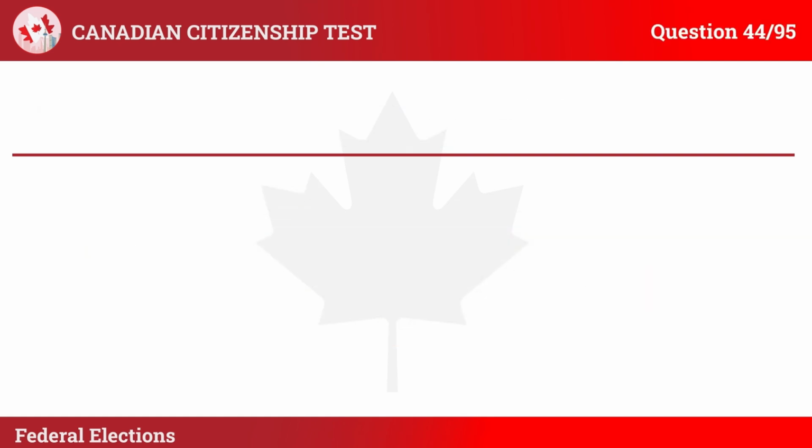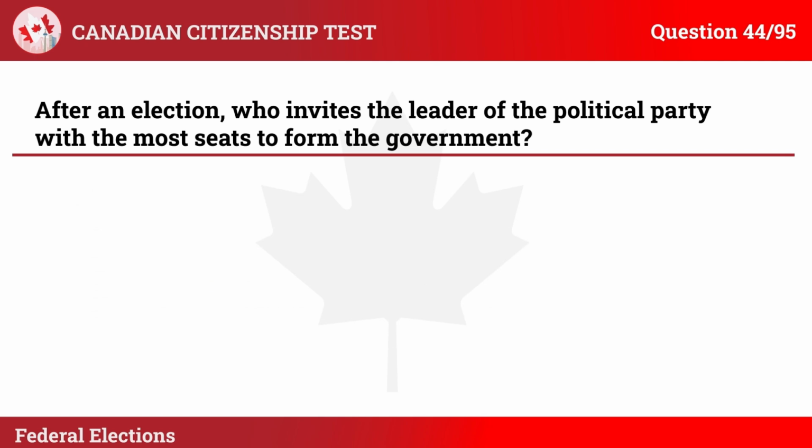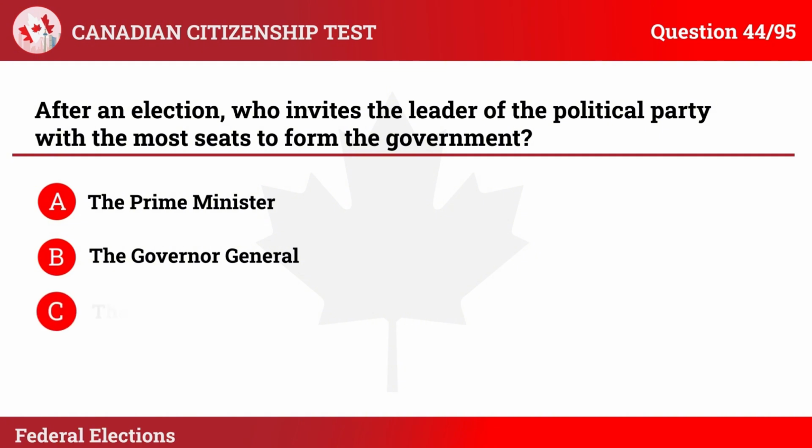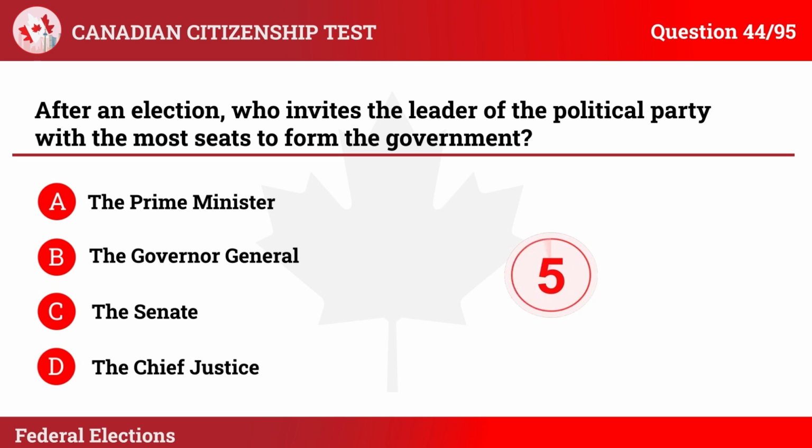Question 44. After an election, who invites the leader of the political party with the most seats to form the government? A. The Prime Minister. B. The Governor-General. C. The Senate. D. The Chief Justice.